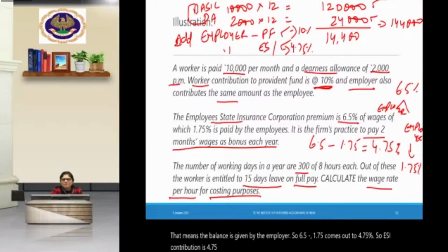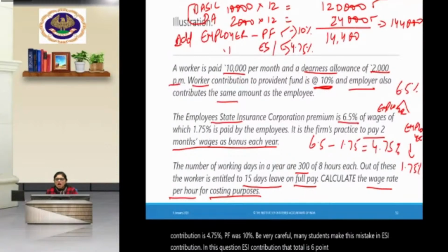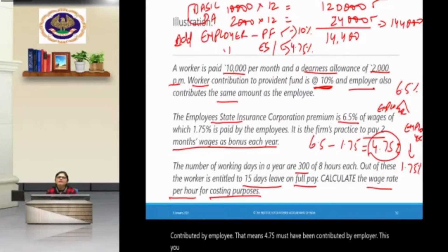PF was 10%. Be very careful. Many students make this mistake in the ESI contribution in this question. The total ESI contribution is 6.5%. Out of this, 1.75% was contributed by the employee. That means 4.75% must have been contributed by the employer. You have to be very careful. Clear? If you have calculated it wrong, please correct it.